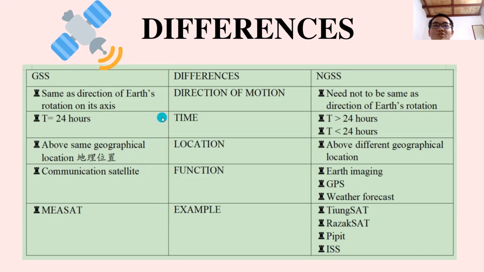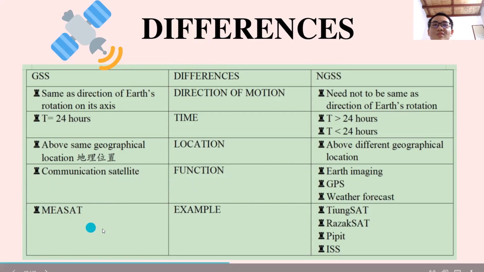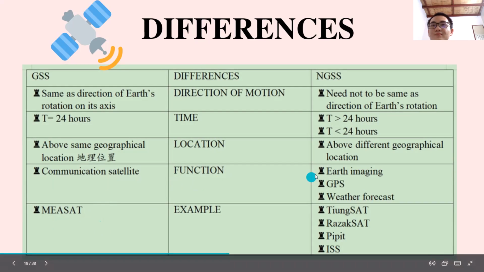For GSS, the function is communication satellite. Why? Because it needs to be above the same geographical location, so it can help in communication. If the communication satellite moved very fast, then sometimes it would be above a different place, above some place with a non-communication satellite, so you can't communicate with others. The signal cannot be transferred. An example is MEASAT.